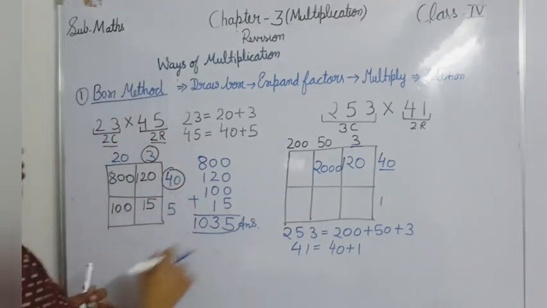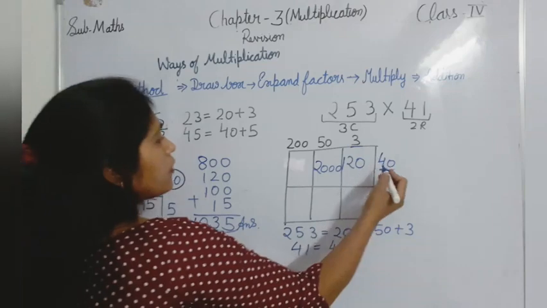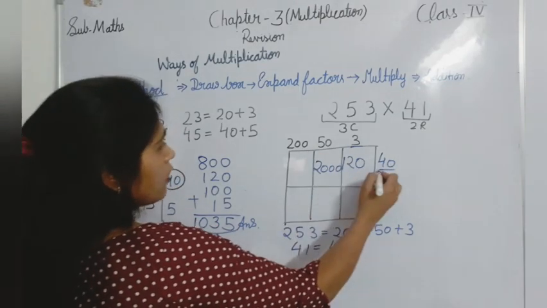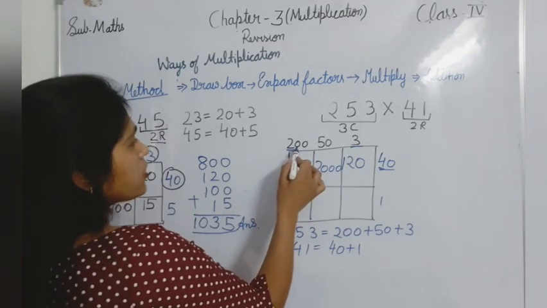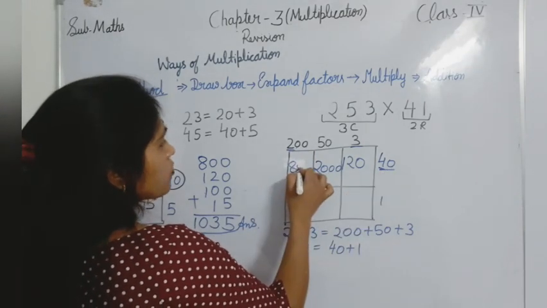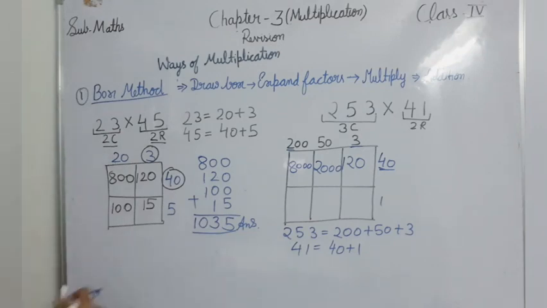2000. Now 40 multiply by 200. See, what is the simple way to multiply if the 0 is there? 4 multiply by 2 is 8, and let's count the total 0s. 1, 2 and 3. So 1, 2, 3. 8000. Yes.